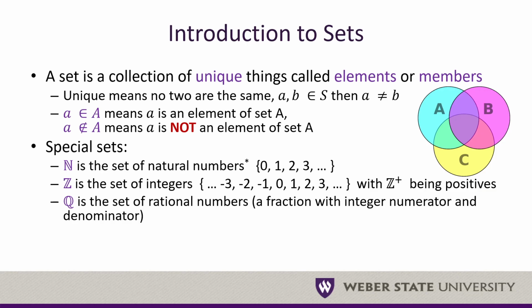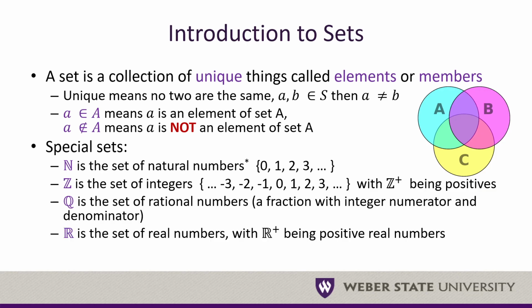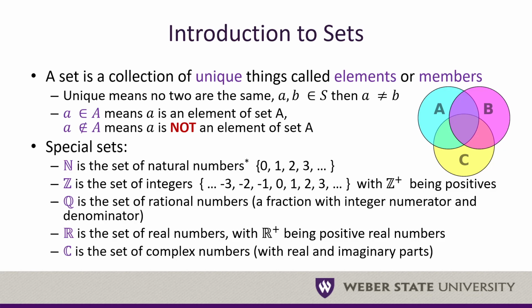R is the set of real numbers, where R plus is the set of positive real numbers. Once again, all of these are overstrike images, and you will see them with overstrikes probably 90% of the time, something like that. And then finally, we've got C, the set of complex numbers. It has a real part and an imaginary part, and that gives us the ability to do things like get the square root of -1.